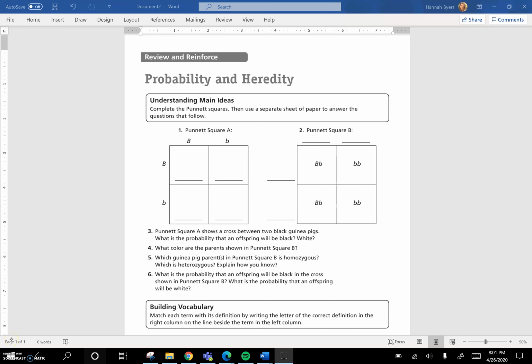Hi guys, if you were struggling to do this assignment, I am going to walk you through all of the answers. So if you would prefer to just kind of do it with me, that's fine.